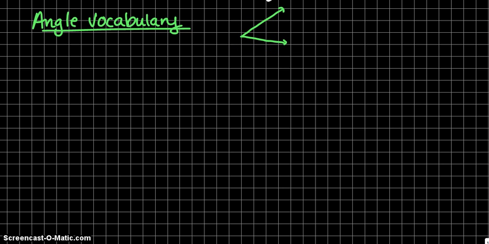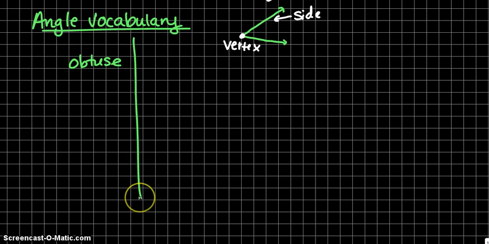What an angle has is it's got a vertex, and it's got two rays that are called the sides of the angle. So each of these little arms of the angle is a ray, and it's also called the side of the angle. So there's a few different angle types you need to know. Obtuse. An obtuse angle is an angle that has a measurement that is between 90 and 180.